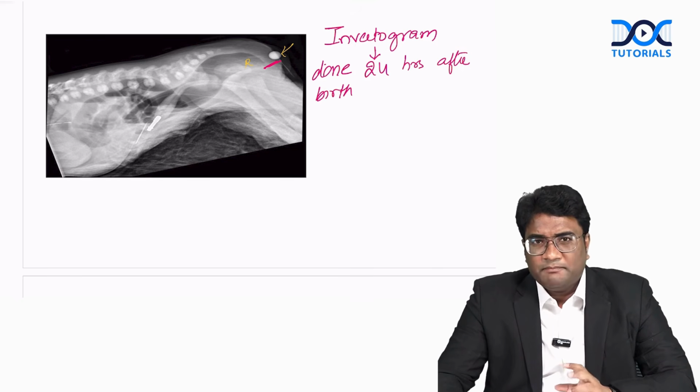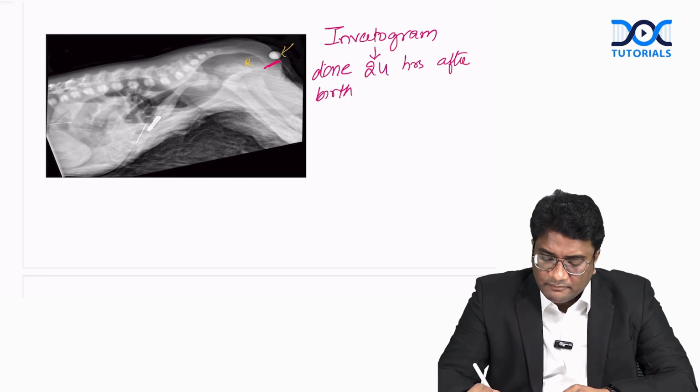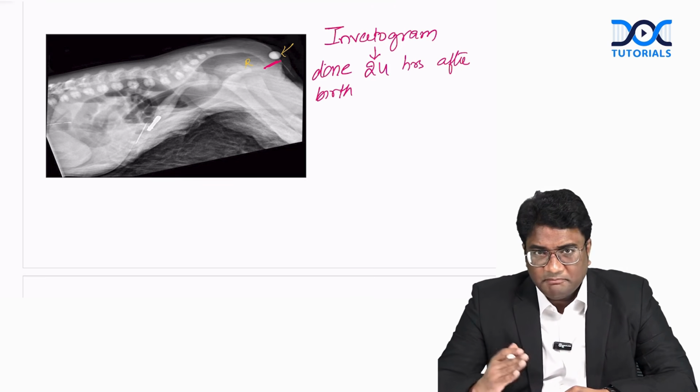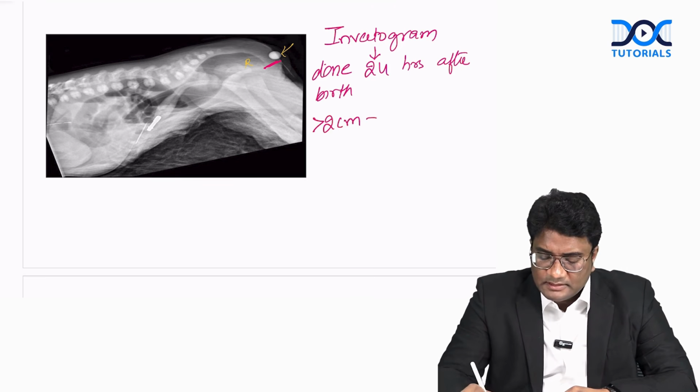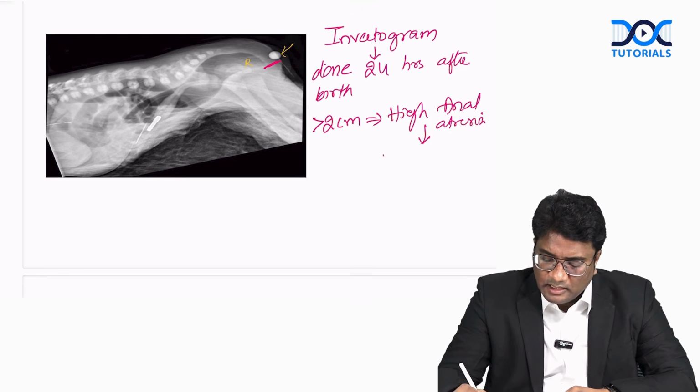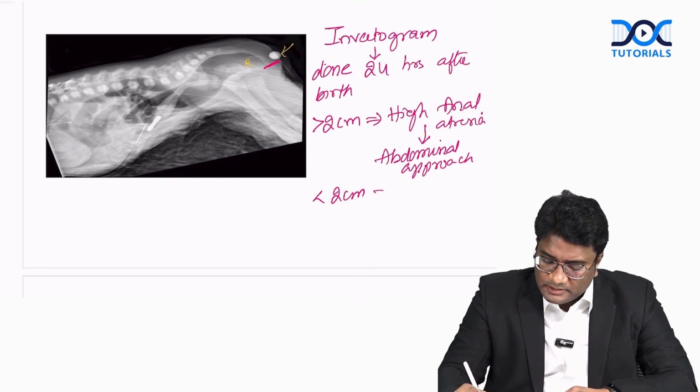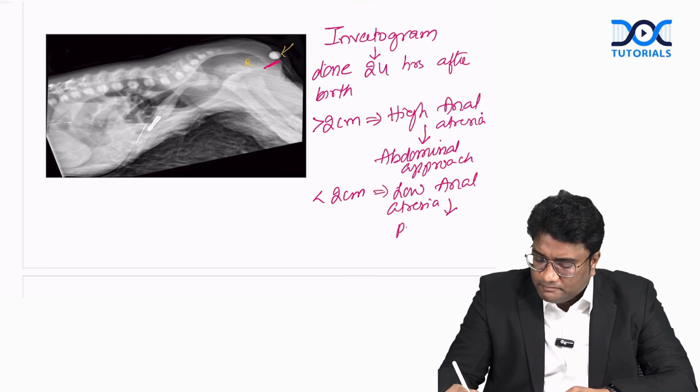An invertogram, please remember, if you have a distance between the metal button and the rectal air, this is suggestive of high anal atresia. And for this, an abdominal approach is preferred. And if the distance is less than 2 centimeters, this is low anal atresia. And for this, a perineal approach is preferred.